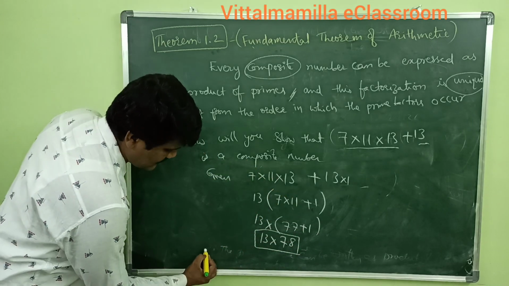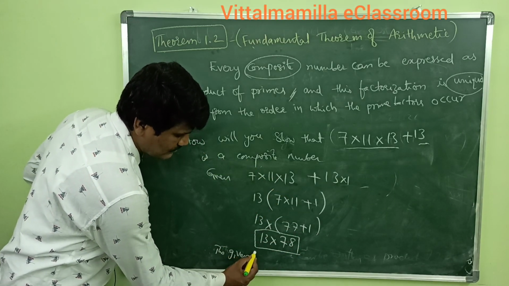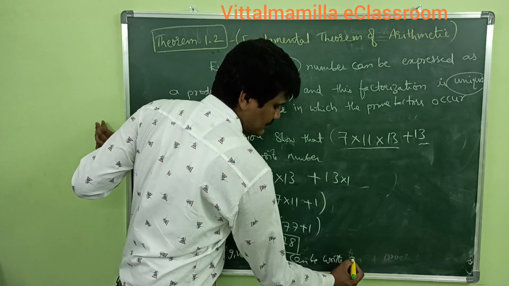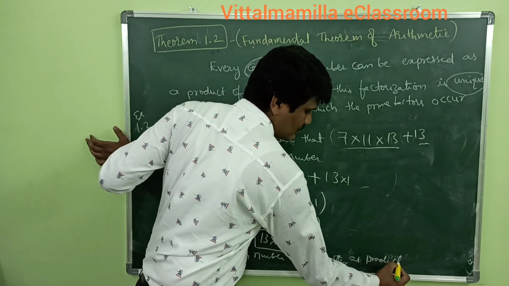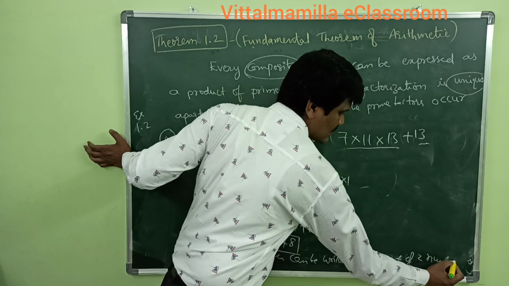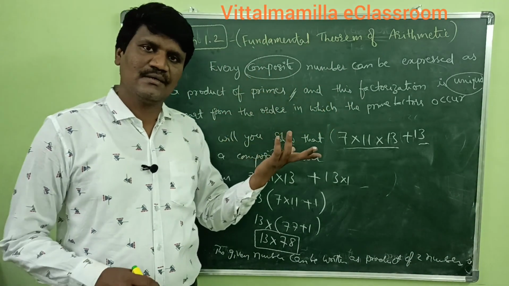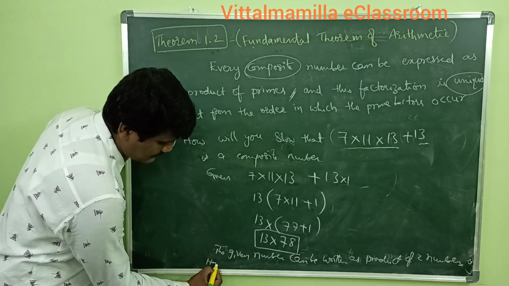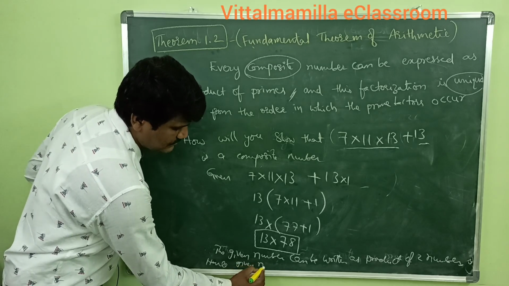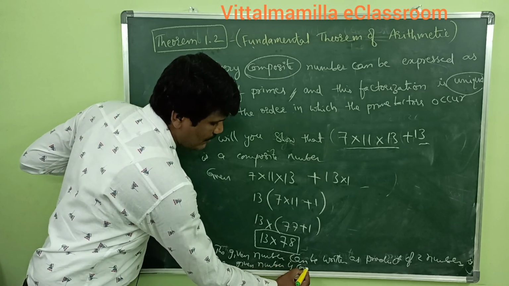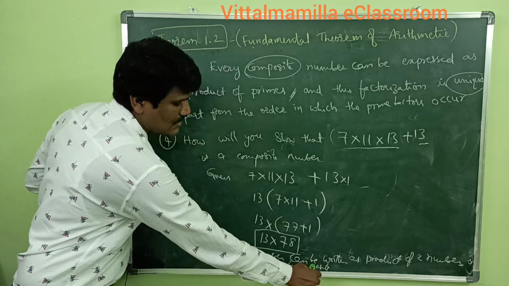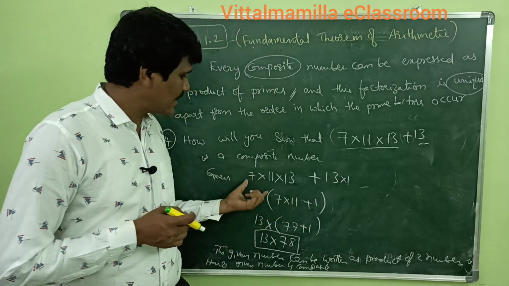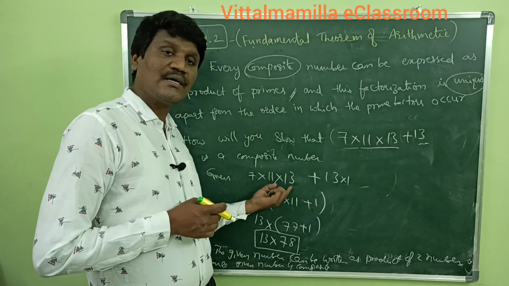The given number can be written as a product of two numbers. If any number is written as a product of two numbers, that number is called a composite number. Hence the given number is composite. So first you take the common factor from these two terms, 7 into 11 into 13 plus 13.